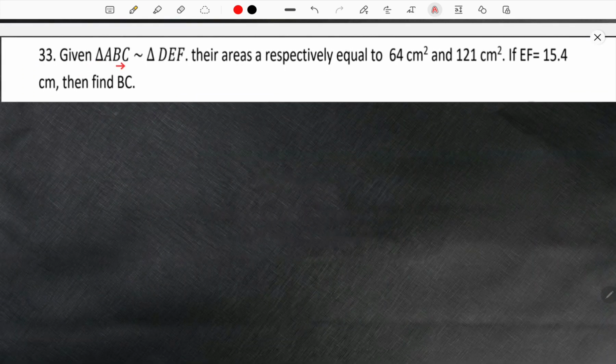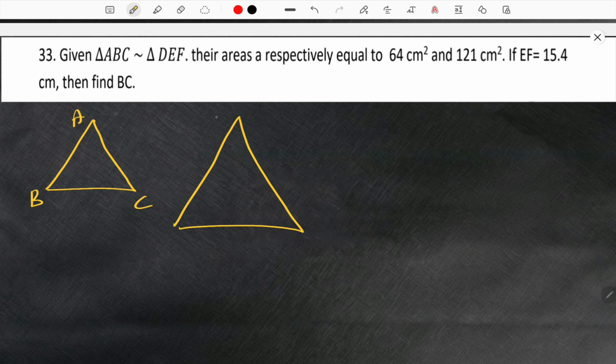Given triangle ABC is similar to triangle DEF. Let me draw two triangles. One is ABC, a rough diagram, and another one is DEF. These are similar to each other. Now they are saying their areas are respectively equal to 64 centimeter square and 121 centimeter square. So this area is 64 centimeter square and this area is 121 centimeter square. If EF equals 15.4 centimeter, then find BC. BC equals question mark.